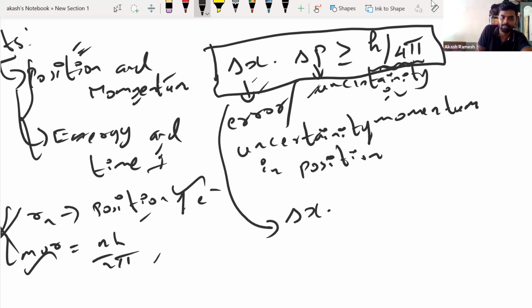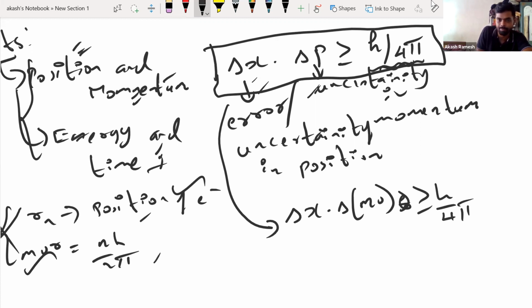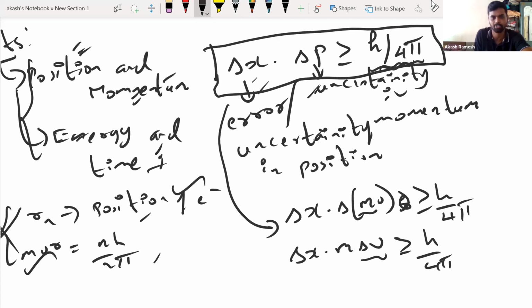I can write delta x, and now delta p, how can I write it? I can write delta of m into v, which is greater than or equal to h by 4 pi. Now obviously mass is a constant value. Mass will not change, correct? So I can take it out of the delta. So I can write delta x into m into delta v, because obviously velocity can be different and the error can be there, but error in mass might not be there. So this will be greater than or equal to h by 4 pi. You can write it like this also.